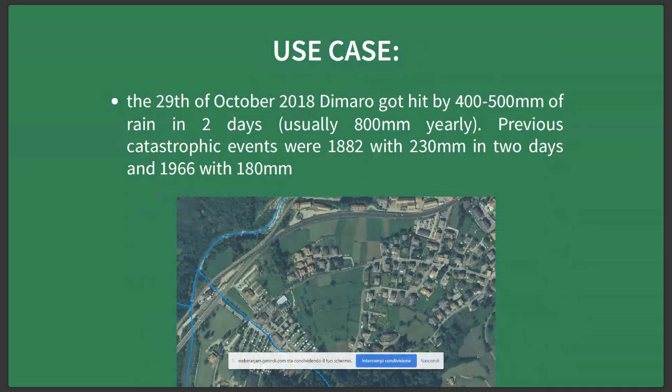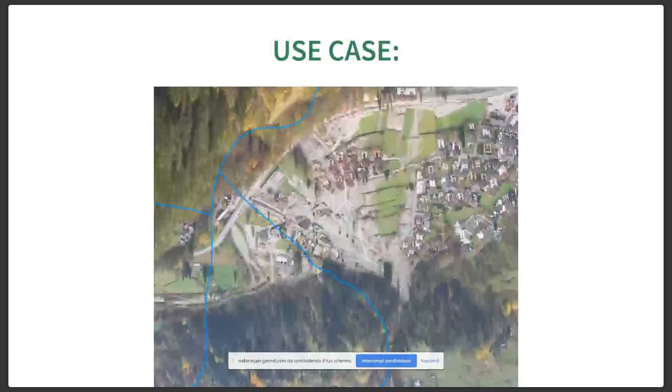Consider that we usually have an average precipitation of 800, maximum 1,000 millimeters yearly. So definitely this is half of the yearly precipitation in 2 days. And in this place we also had two past events, one in 1882 and one in 1966. This is what happened, a picture of the post event, and these are pictures of the post event.